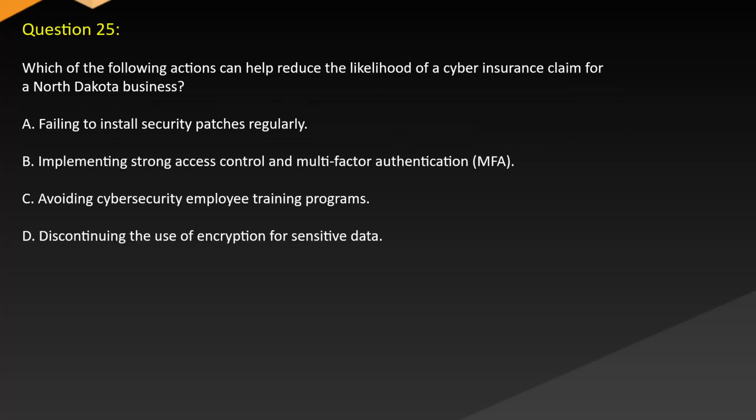Question 25. Which of the following actions can help reduce the likelihood of a cyber insurance claim for a North Dakota business? A. Failing to install security patches regularly. B. Implementing strong access control and multi-factor authentication (MFA). C. Avoiding cybersecurity employee training programs. D. Discontinuing the use of encryption for sensitive data.